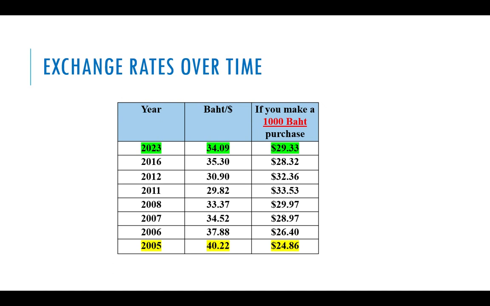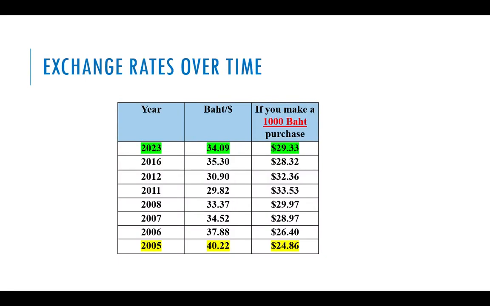2005 to 2006, we see the baht go from 40 per dollar to 37.88 per dollar. All right, so movement again, 2007, it goes down again, 34.52. It goes down again in 2008, 33.37. Look at 2011. It actually goes down to 29.82. Now, guys, tell me, would 2011 have been a good year for us to go to Thailand?